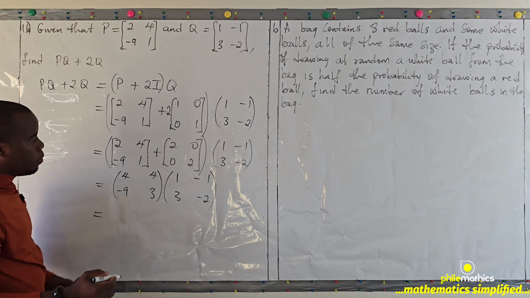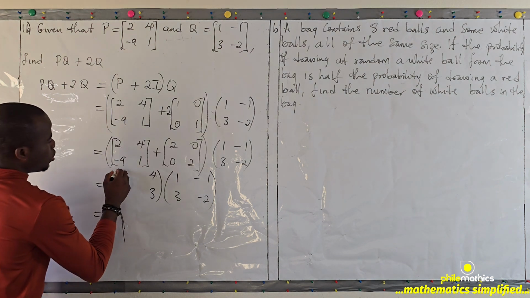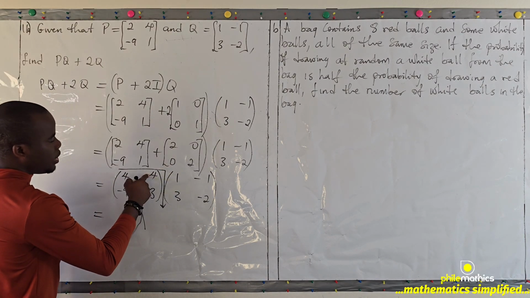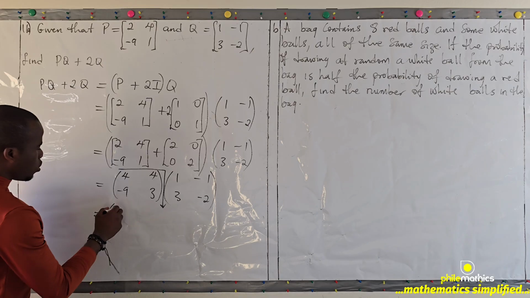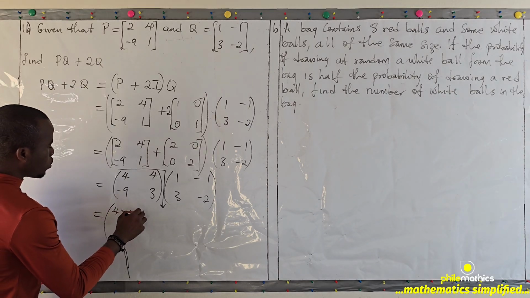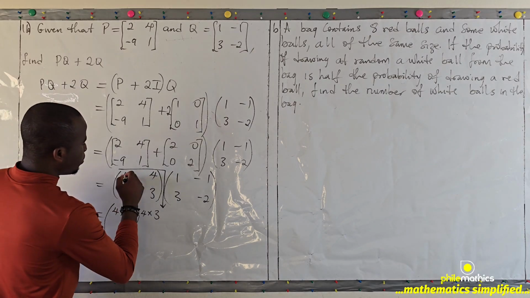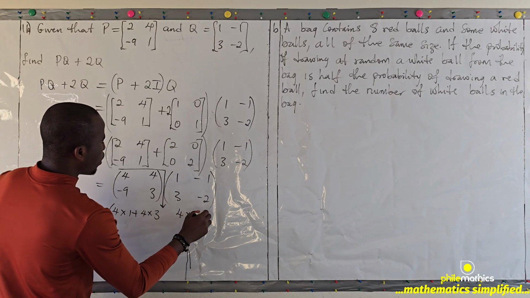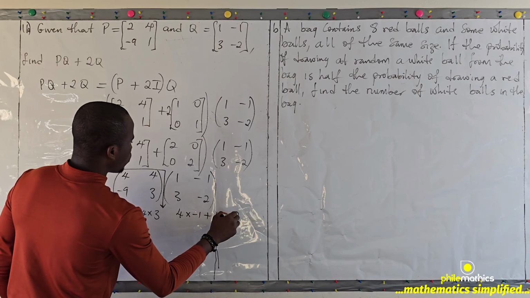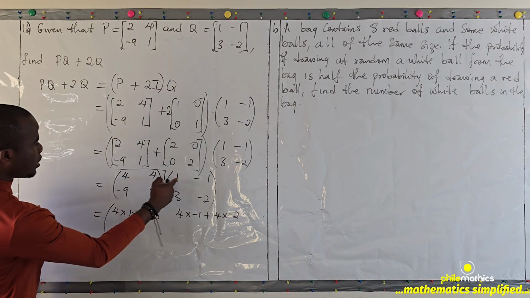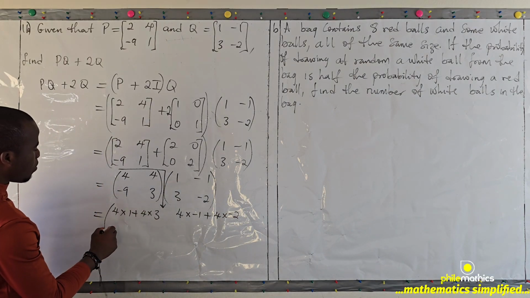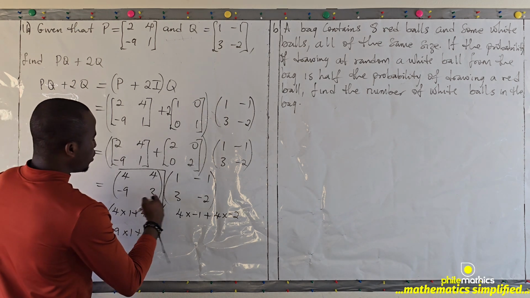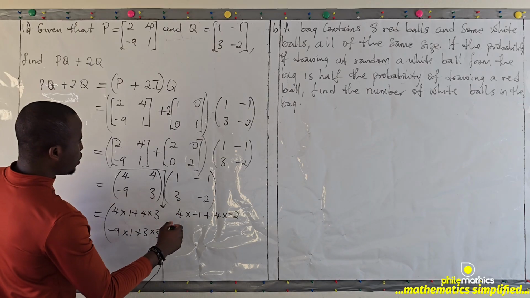So from product of matrices, our normal way: this times this plus this times this. Let's go. 4 times 1 plus 4 times 3. The same thing, this times this plus this times this: 4 times minus 1 plus 4 times minus 2. Then minus 9 times 1 plus 3 times 3. And this times this plus this times this.